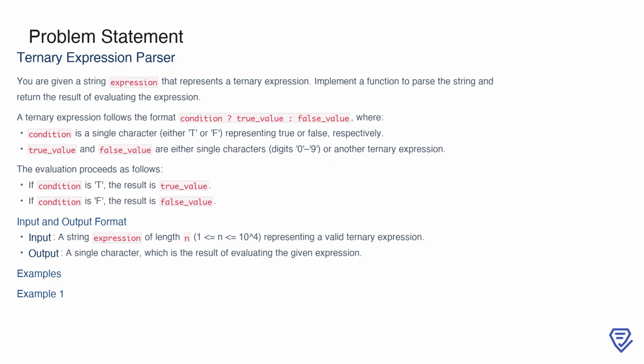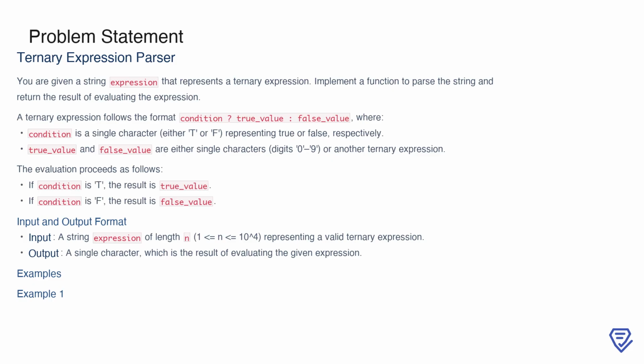represented as a string. A ternary expression follows the format condition ? true_value : false_value. Here, the condition is always a single character, either T or F, representing true or false, respectively. The true_value and false_value can be single characters, like digits between 0 and 9, or even another ternary expression.